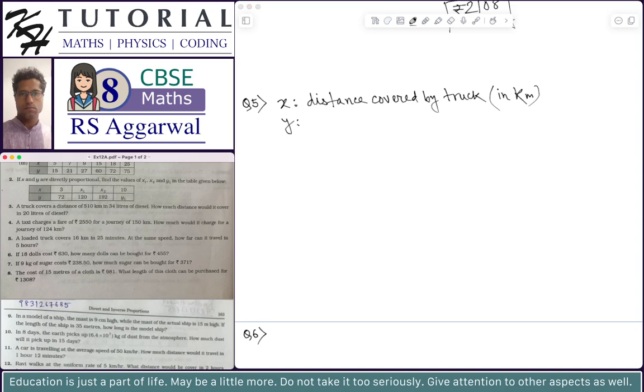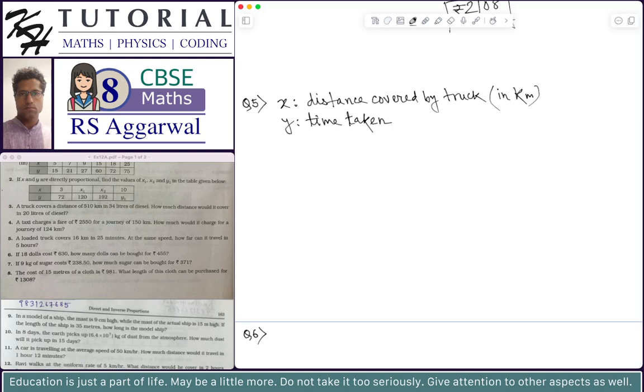Now, one data is given that the truck is covering 16 kilometers in 25 minutes. So if we consider y to be the time taken, it is a convention that the speed of a vehicle is always in the unit kilometer per hour.